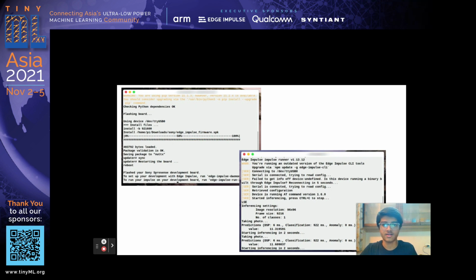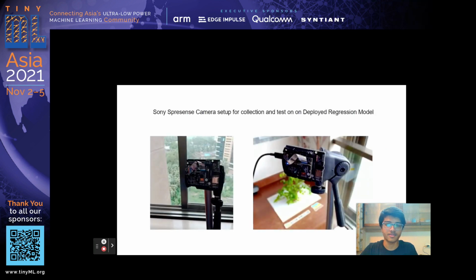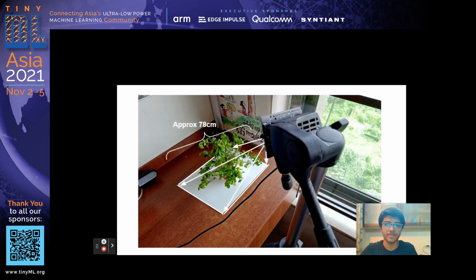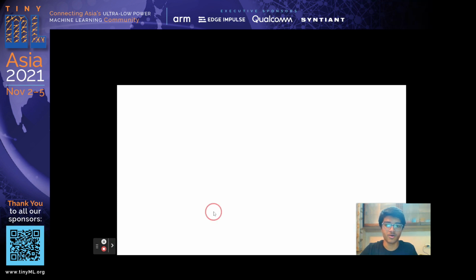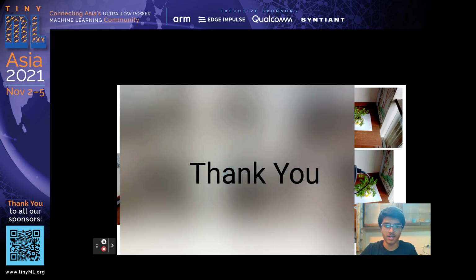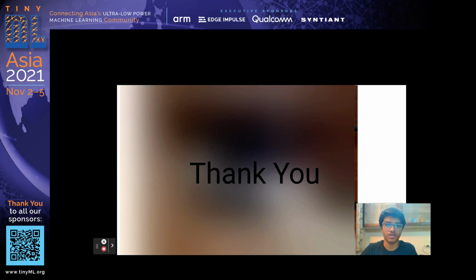The model was then deployed using EdgeImpulse Studio to the Sony Spresense Cortex M4 chip, and the setup is as follows. An extension board with a main board and camera board was used in this setup. The approximate distance between the camera and plant was estimated to be 78 centimeters, which was kept constant during live classification as well. These images show samples of plant live classification conducted on this dataset and model, and achieved nearly 100% accuracy on all other samples.